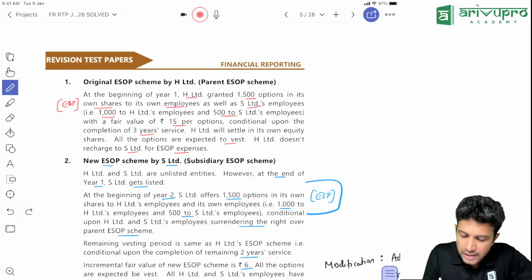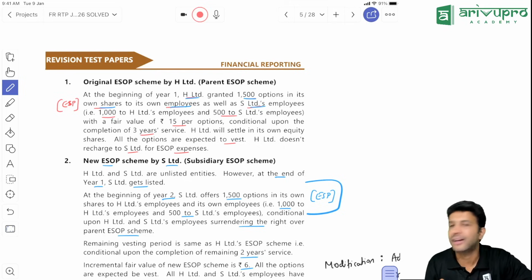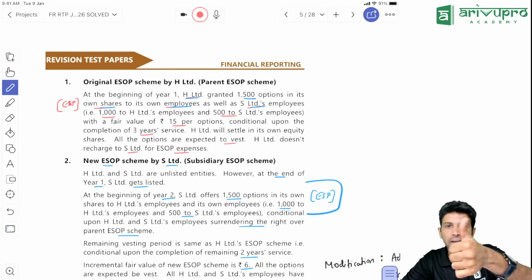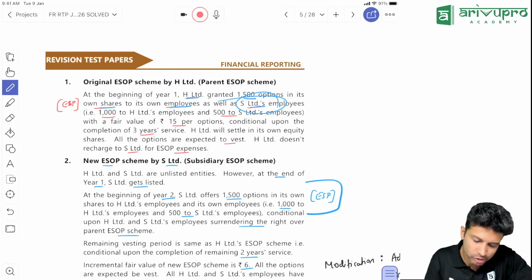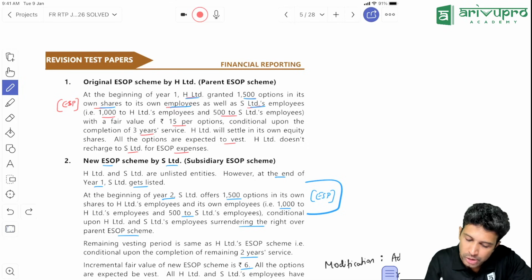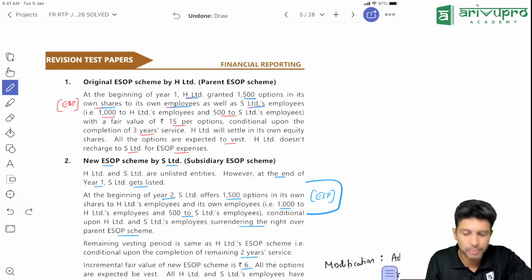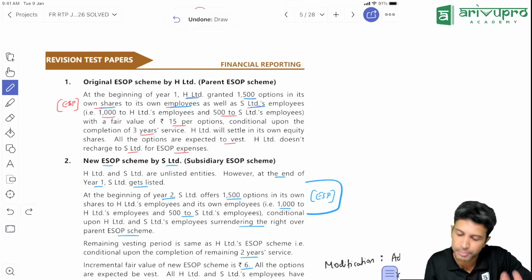At the beginning of year 1, H, the parent, granted 1,500 of its own shares to its own employees as well as S Limited's employees. First of all, shares are being given out, so it is not a cash settled plan, it is an equity settled plan. Now, the parent is giving shares to its own employees plus also the subsidiary's employees. 1,000 shares were given by the parent to its own employees. 500 shares the parent gave to the subsidiary's employees.